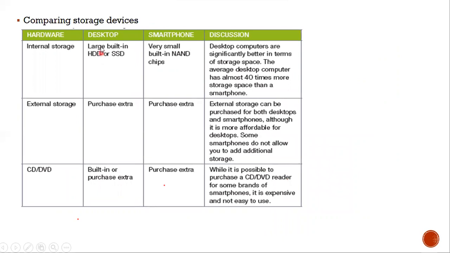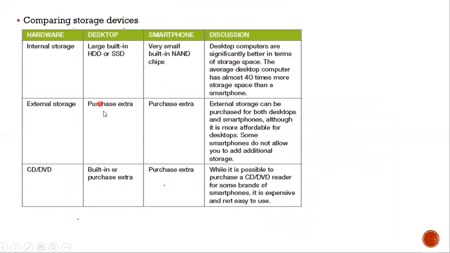In terms of internal storage, desktops may have a hard disk drive or a solid state drive, but smartphones have very small built-in NAND chips. So desktop computers are significantly better in terms of storage. The average desktop computer has almost 40 times more storage space than a smartphone. So for a smartphone, we need to purchase extra storage.